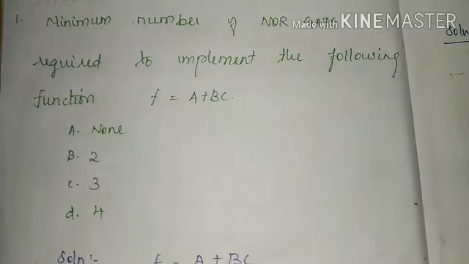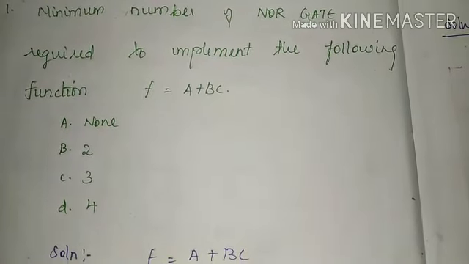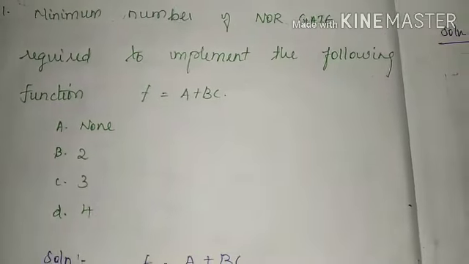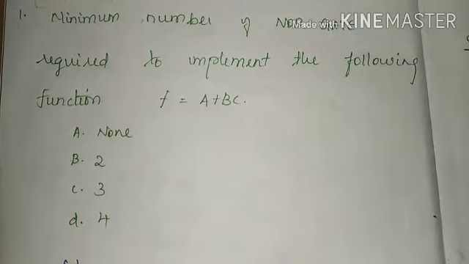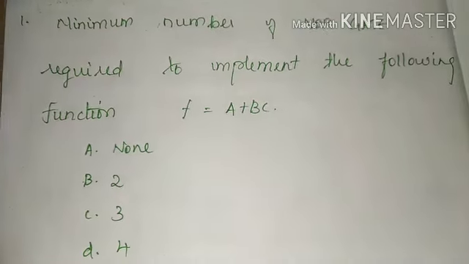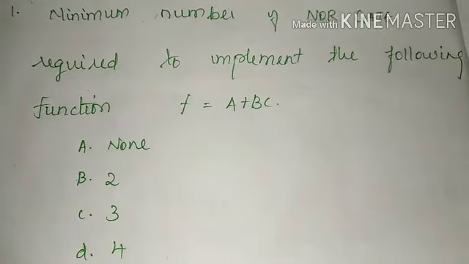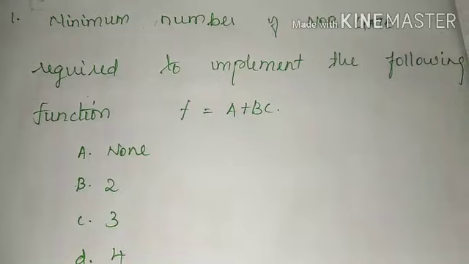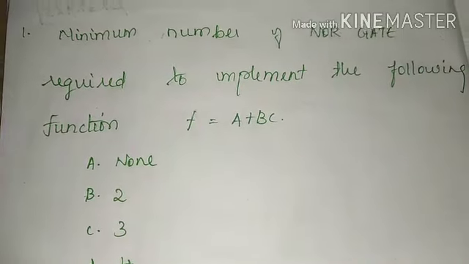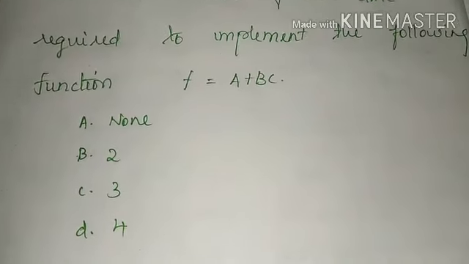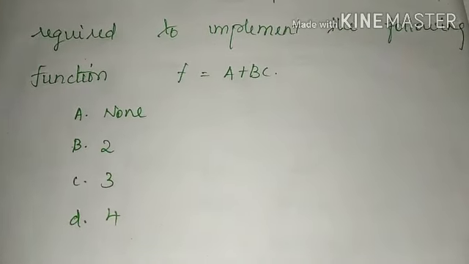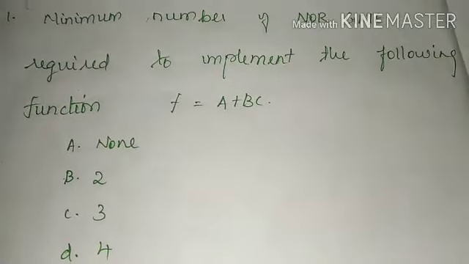This kind of problem is very important for all competitive exams. Surely there will be one problem from this topic. Now we will see the first problem. Minimum number of NOR gates required to implement the following function. The function is f is equal to a plus bc. See the options. Option A none, option B 2, option C 3, option D 4.